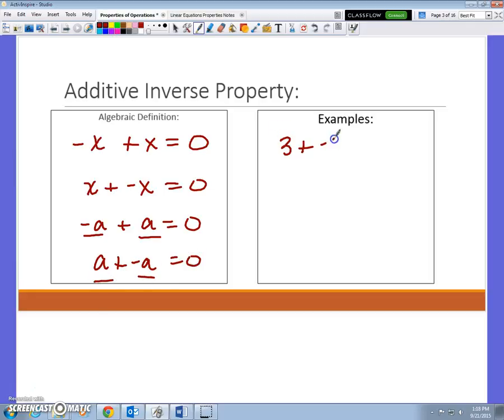So 3 plus negative 3 would equal 0, or negative 2 plus 2 would equal 0. If they're opposites and you're adding them together, they equal 0. It's called the additive inverse property. It has to equal 0.